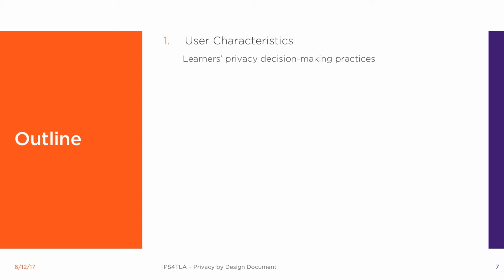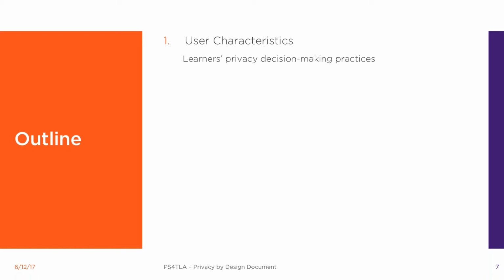Now the user is obviously not under strict control of the system, but knowing how users make privacy decisions is actually very useful for developing privacy mechanisms and privacy decision support within TLA. So to that effect, we will review some research on how users make privacy decisions and give you some examples on how to best support users' privacy decision-making practices.